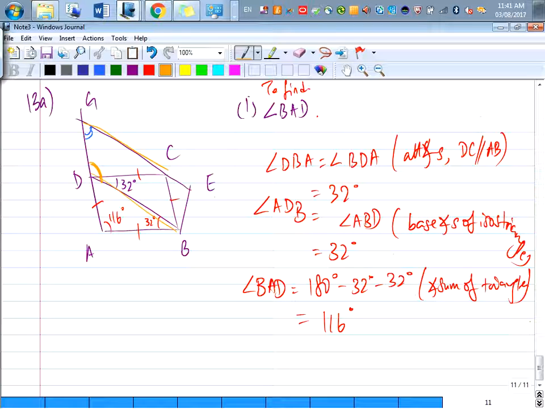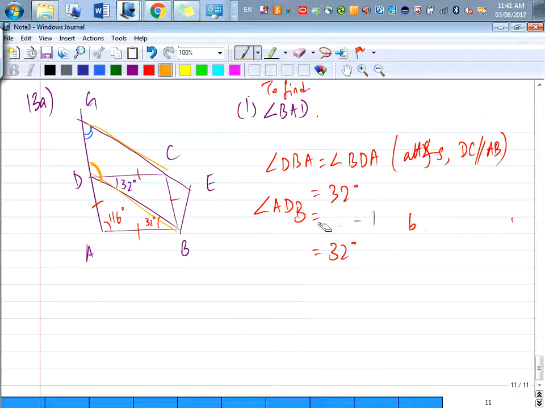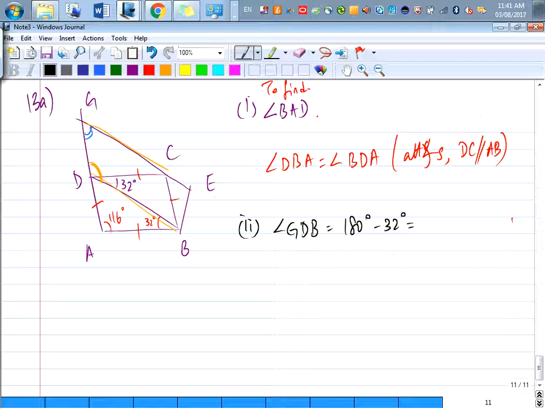Okay, so for part two. Angle GDB is equal to 180 degrees minus 32 degrees, which is 148 degrees. This one we found earlier, this was 32. So the orange one is 148. Reason is angles on a straight line, or rather adjacent angles. So once I have this, I can find the blue one already. And that is the answer they want.